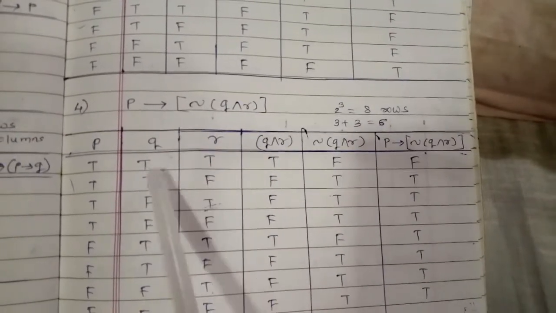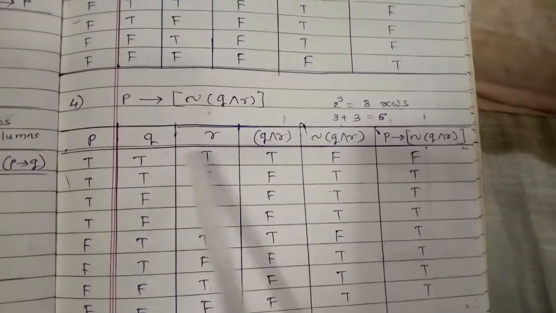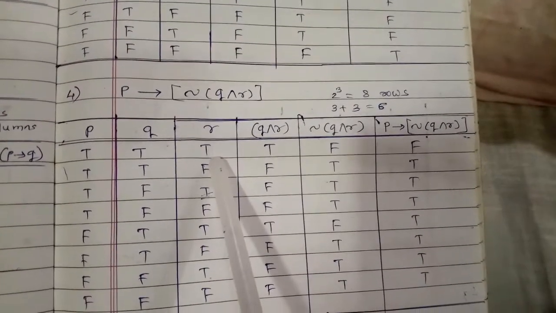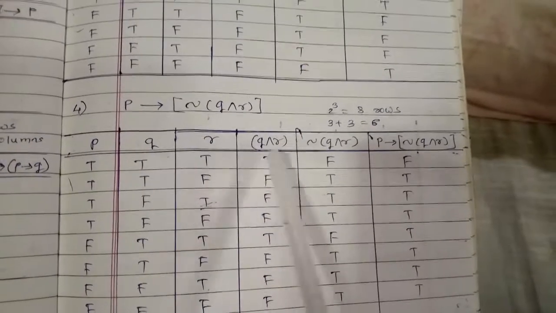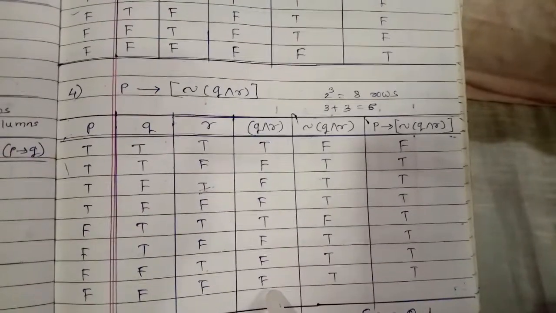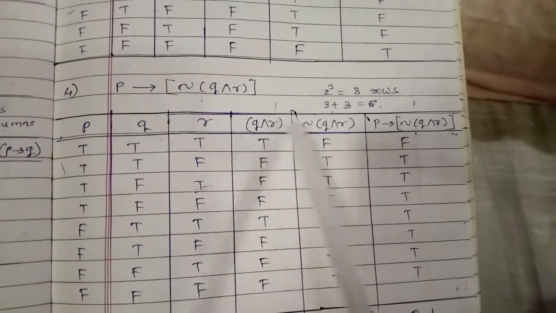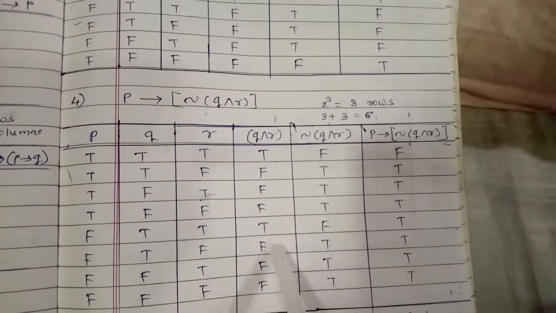So see these two columns. The rule for the conjunction: if both are true then it is true, otherwise it is false. So here it is true, here it is true, and the remaining are false. Next we have to write down the negation. We just have to write down the negation of this column only. So it is T, then F, F, T, F, T, F, T, T, F, F, T. So we write down the opposite of this one here.